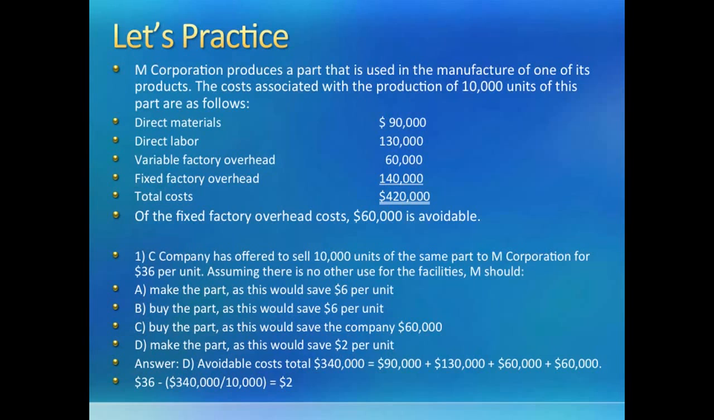So total cost that would be avoided will be 340,000. If you divide it by 10,000 units, you will get $34 a unit. But the cost incurred to buy it is $36 a unit. So the company is going to be better off by making it by $2 a unit, whatever the number of the units may be.